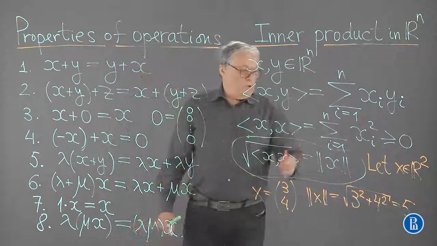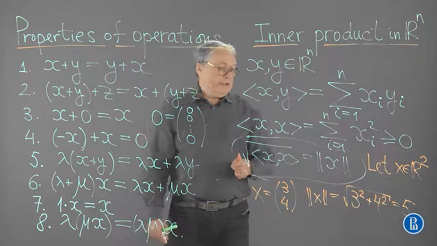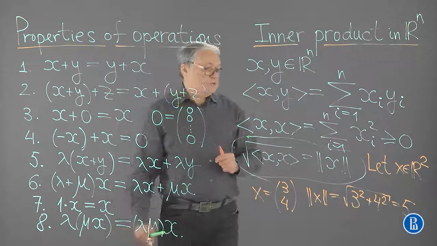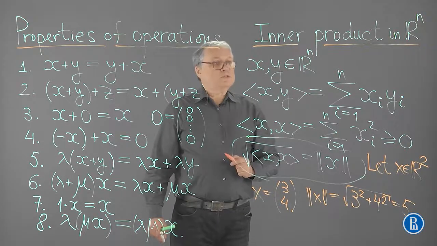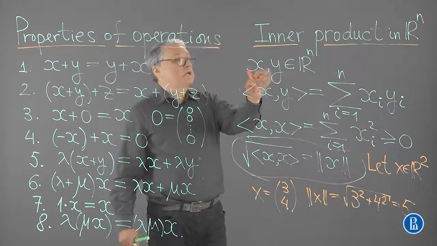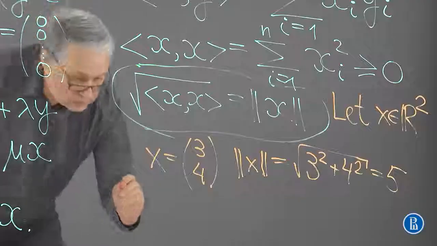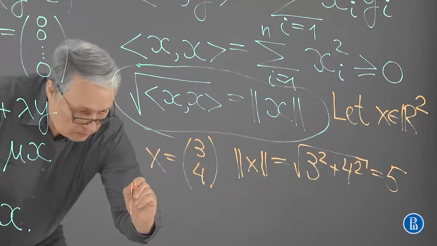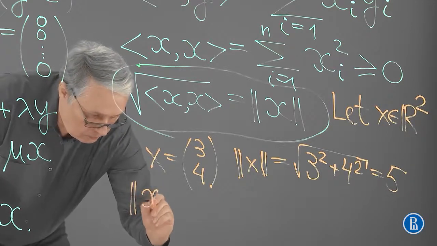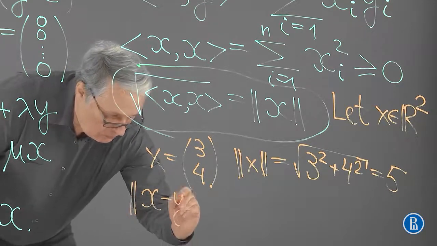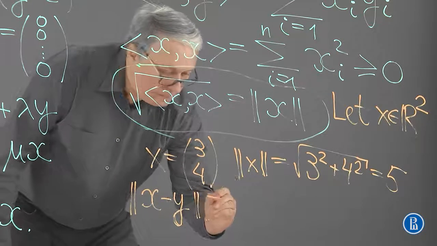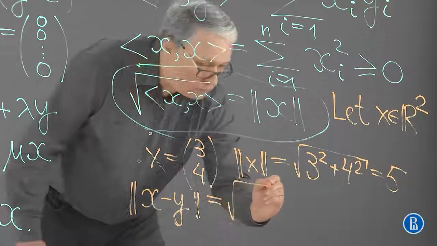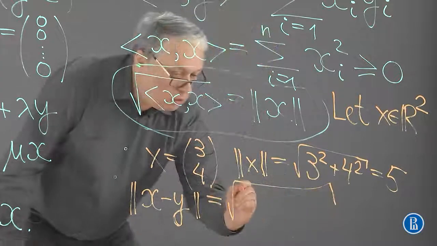On the basis of a norm, we can calculate the distance between two vectors. So let's suppose we have two vectors, x and y. How to find the distance? We need to find the square root of the sum.